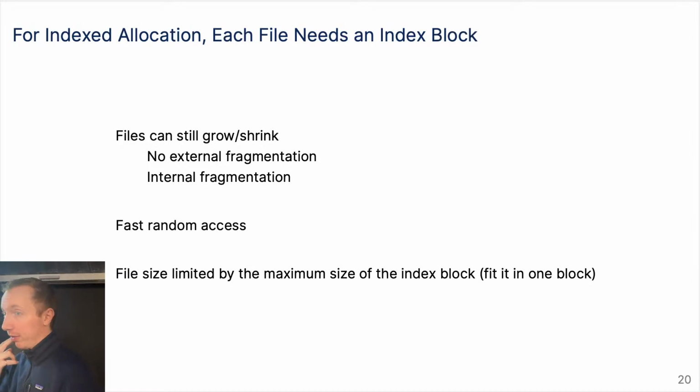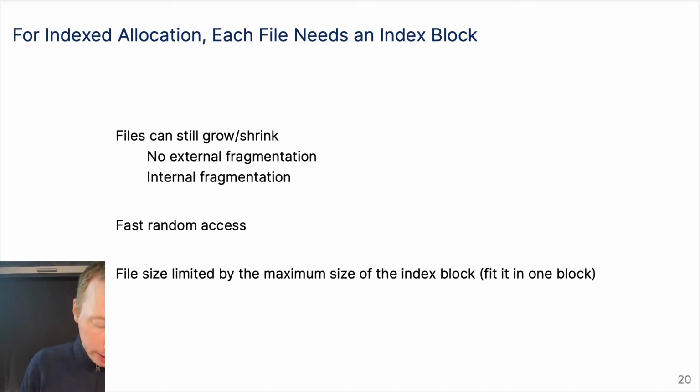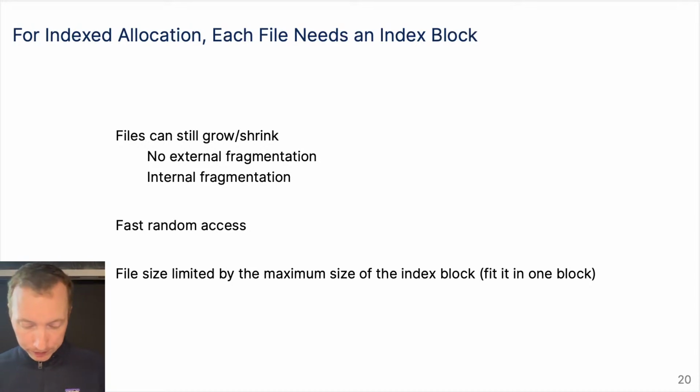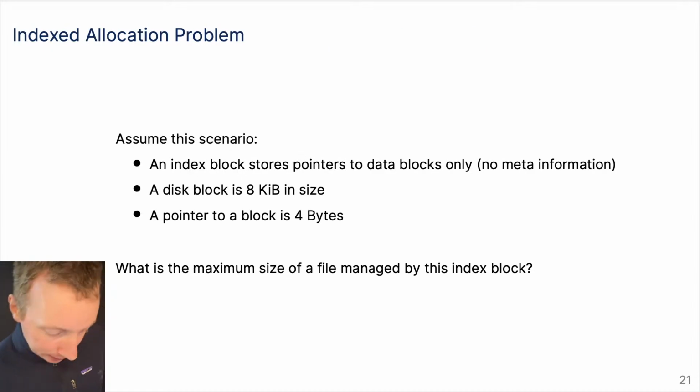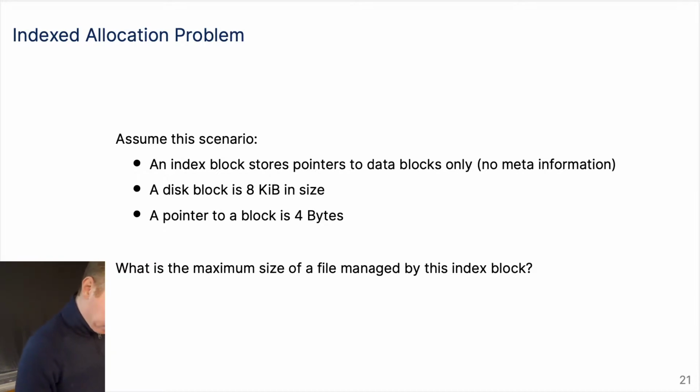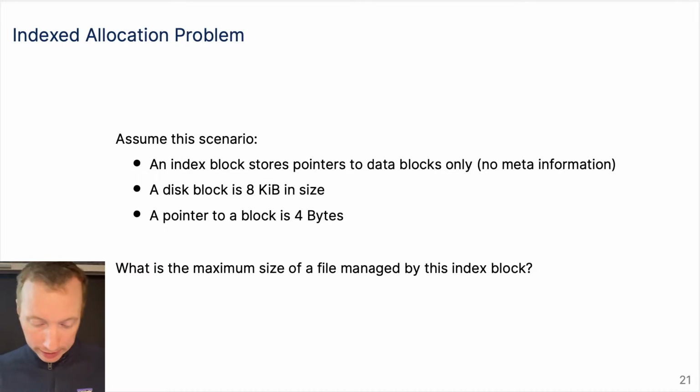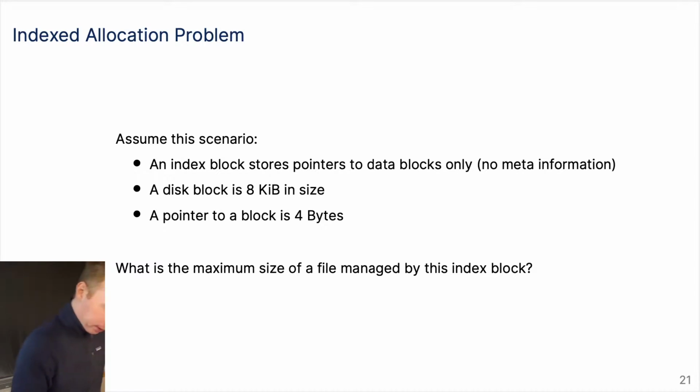So with file allocation table, a file could span the entire drive if you wanted to. But now we're limited to the size that the number of pointers we can fit in that block. So let's take a look at that scenario. If we assume we have a block that we used for indexes, that block will just store pointers and that's it. So no other information whatsoever. We'll just make it simple, where it just stores pointers to blocks.